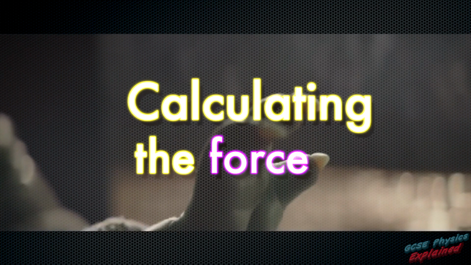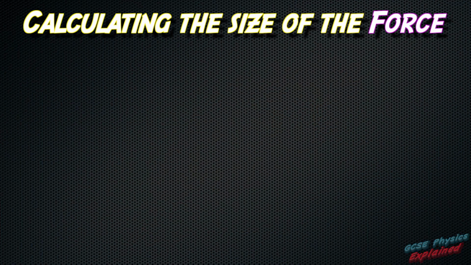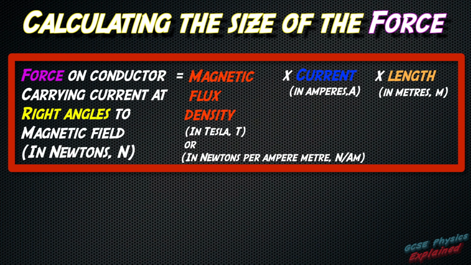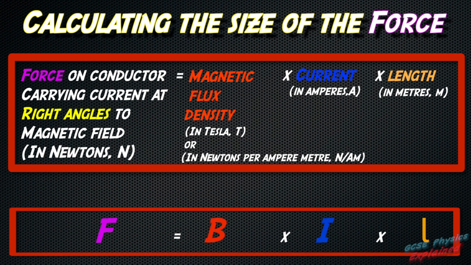Calculating the force. Those three factors are used to calculate the size of the force using this equation. Force on a conductor carrying current at right angles to the magnetic field, in newtons, equals the magnetic flux density, sometimes called the magnetic field strength, in teslas or in newtons per ampere metre, times the current in amperes, times the length in metres. We usually just say force equals magnetic flux density times current times length, or we just say F equals BIL.